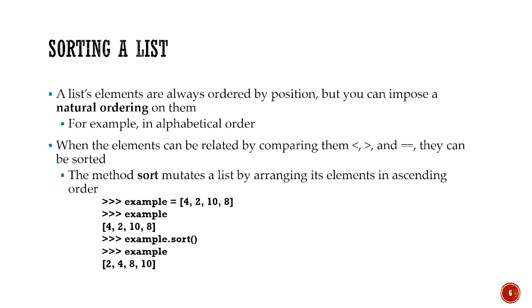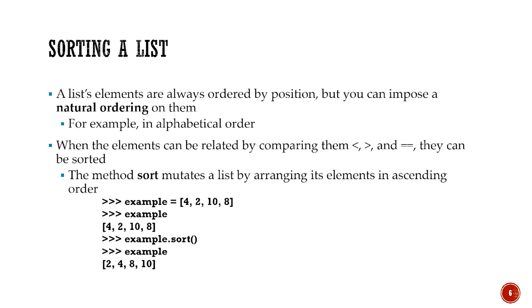Now sorting a list. We know that a list is a sequence of items, numbers, or strings, or even a combination. A list's elements are always ordered by position. The position or an index is assigned to all items, but you can impose a natural ordering on them. For example, you want to sort them in alphabetical order. When the elements can be related by comparing them, greater than, less than, or equal, they can be sorted as well. The method sort mutates a list by arranging its elements in ascending order.